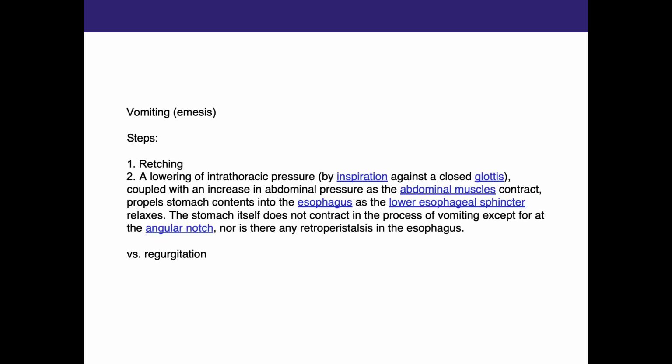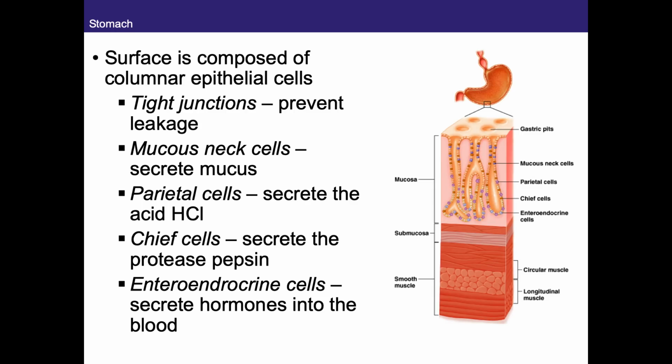Okay, so let's get to the cellular level, right? It's important to understand those parietal cells and how they work. There are a lot of questions pertaining to chief cells, parietal cells, enteroendocrine cells, so might as well dive into that. This is the way the stomach wall is organized: you've got a mucosal layer, mucosa, submucosa, and then all of that smooth muscle, longitudinal and circular, is away from the stomach lumen, okay?